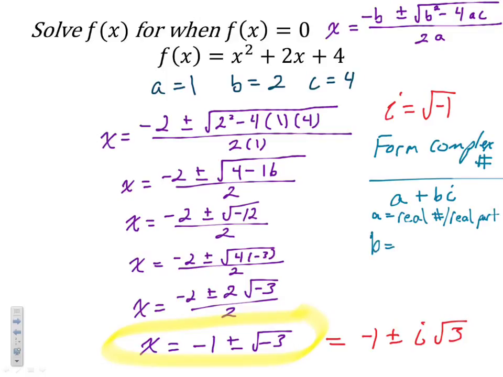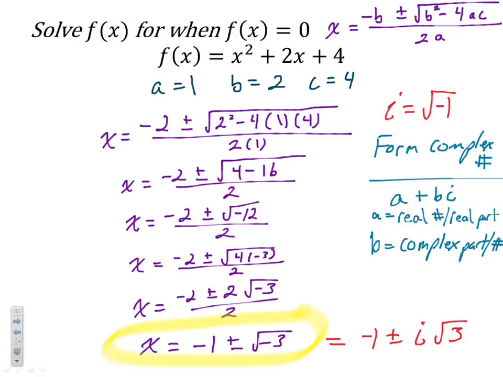So B is equal to the complex part slash number, all right? They always come in that form, A plus BI, where A is the real part and B is called the complex part.